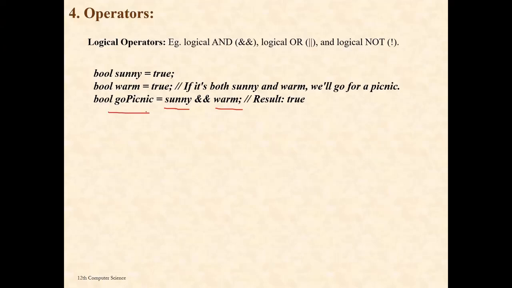Go picnic. If it is an AND operator, and both are 1, 1 means true. If both are true, the AND operation will result in true. If any one is 0, it will be false. So what should be there in the go picnic variable now? Whether it should be true or false? It should be true, because sunny is true and warm is also true. So if both are true, then go to picnic.